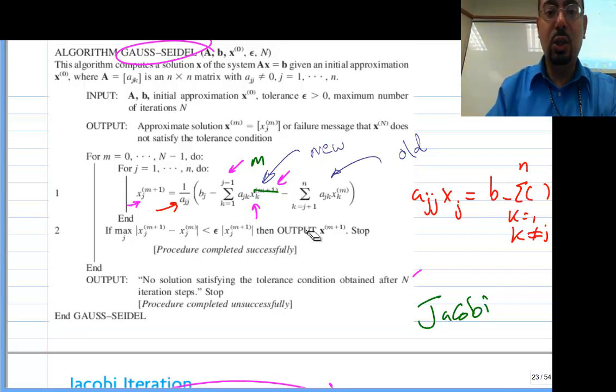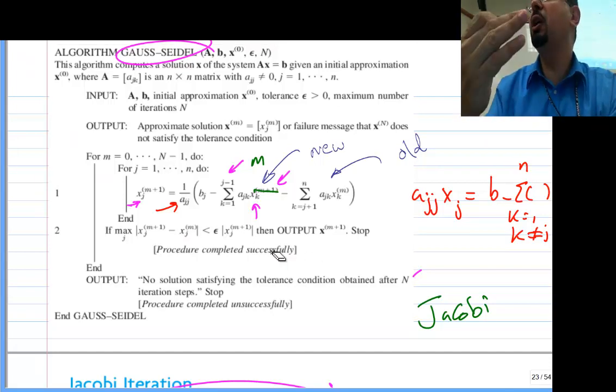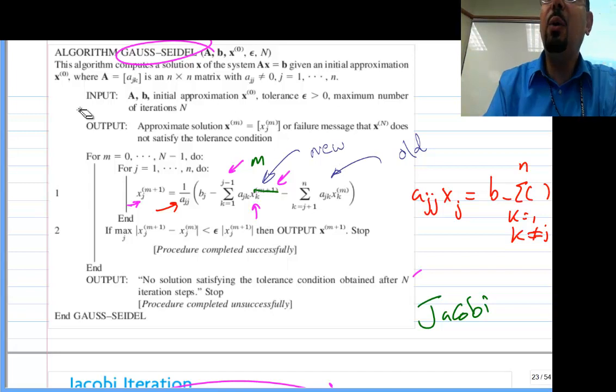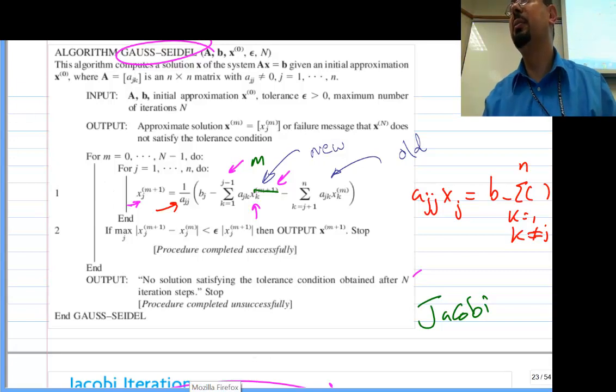You could actually put an R there and tell it to stop when it's this close. Yeah, you can. So you add one more line and you calculate the R by saying B minus AX. All right? But see how small this program is compared to the Gauss elimination.